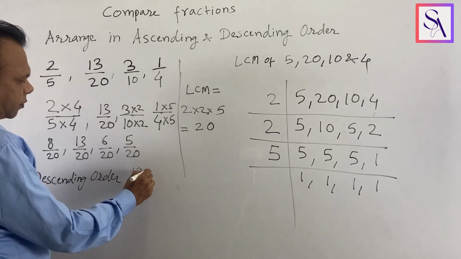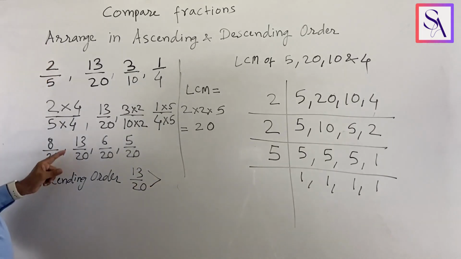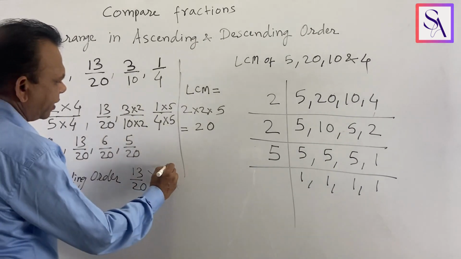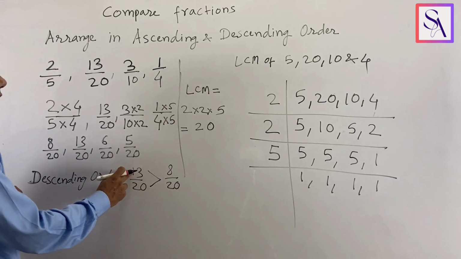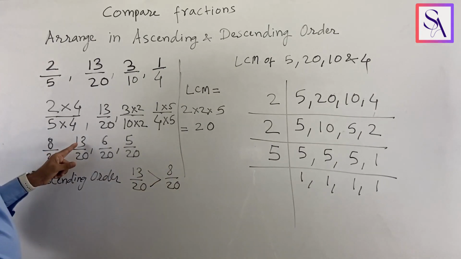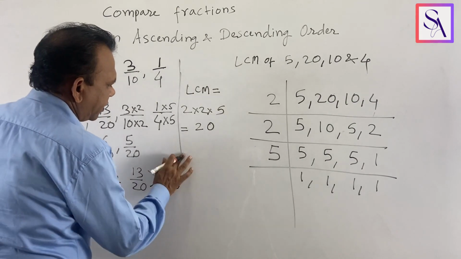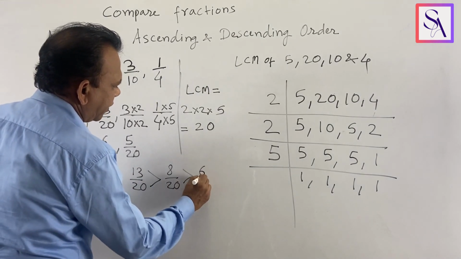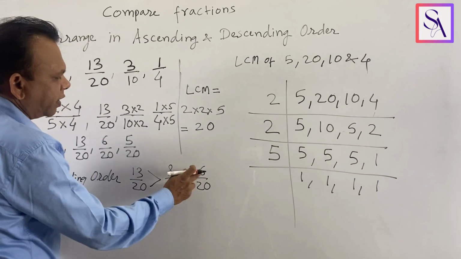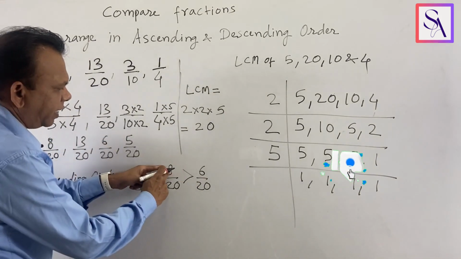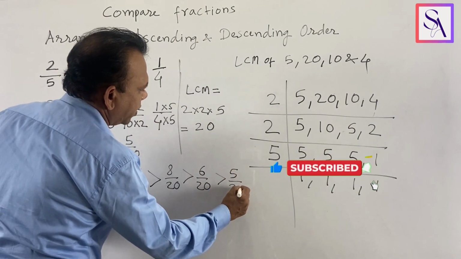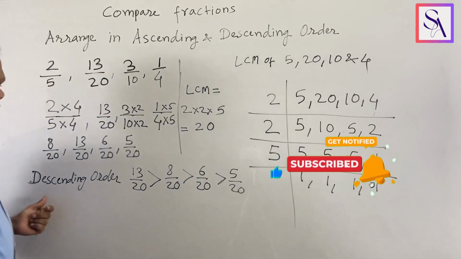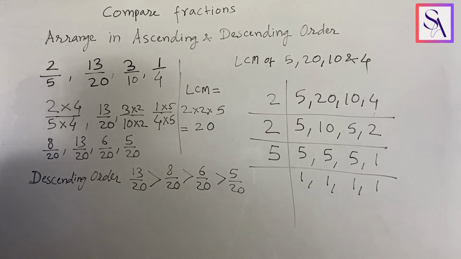Then next 8 by 20, because 13 is greater than 8. Then 6 by 20, because 8 is greater than 6. So first 13, then 8, then 6, and at the end 5. This will be our order for descending. And for ascending, the reverse.